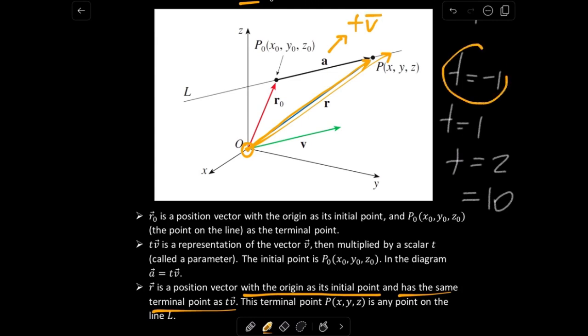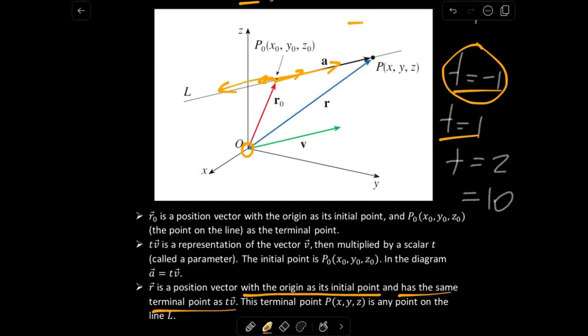When you choose different values of t, for example, t is equal to a half, t is equal to negative half, t is equal to -1, t is equal to +1, you change the value of t. This t times vector v is going to change its value. It's going to change its direction like so. So it's going to have different points or different endpoints on the line.